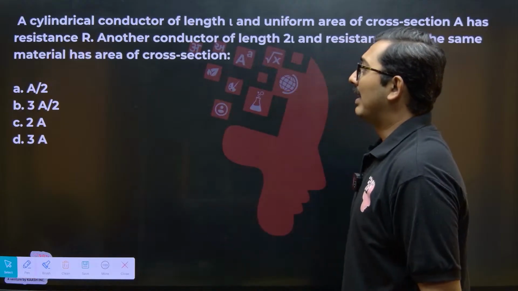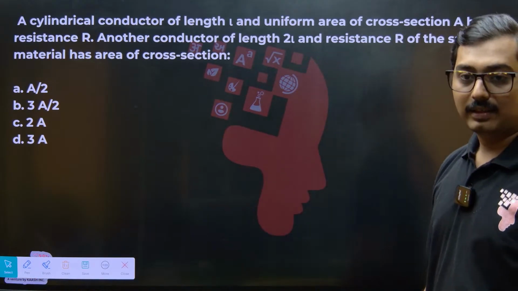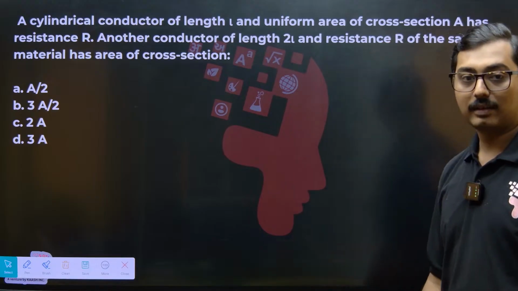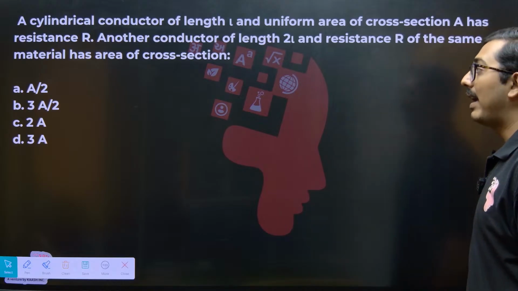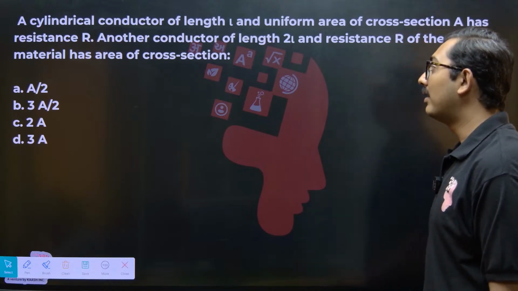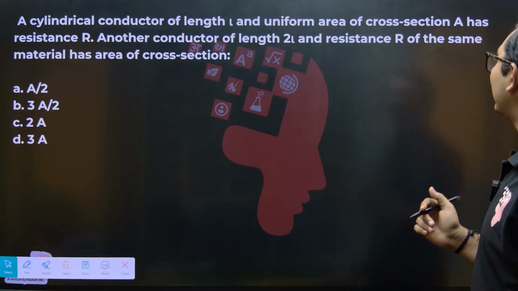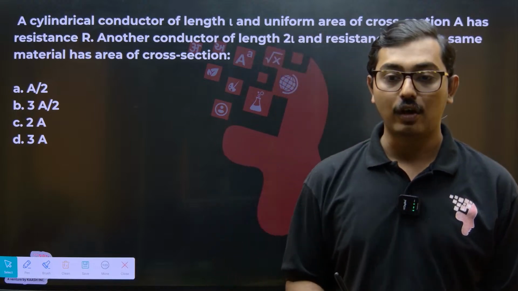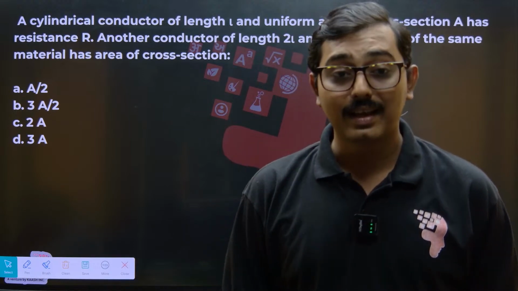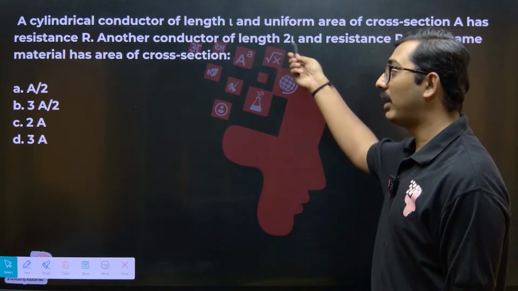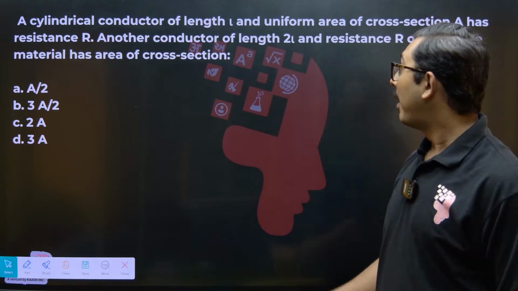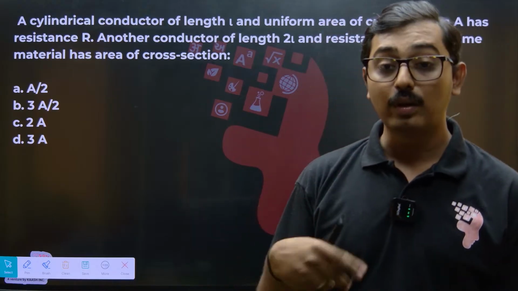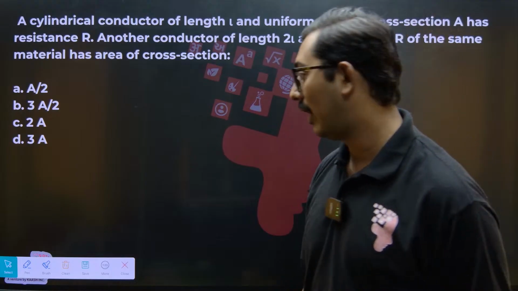Okay. A cylindrical conductor of length L and a uniform area of cross section A has resistance R. Another conductor of length 2L and resistance R of the same material has area of cross section. Now what they are asking is that the length is being changed, but resistance remains constant, and material also remains constant. What will be the new area? So what will we do?